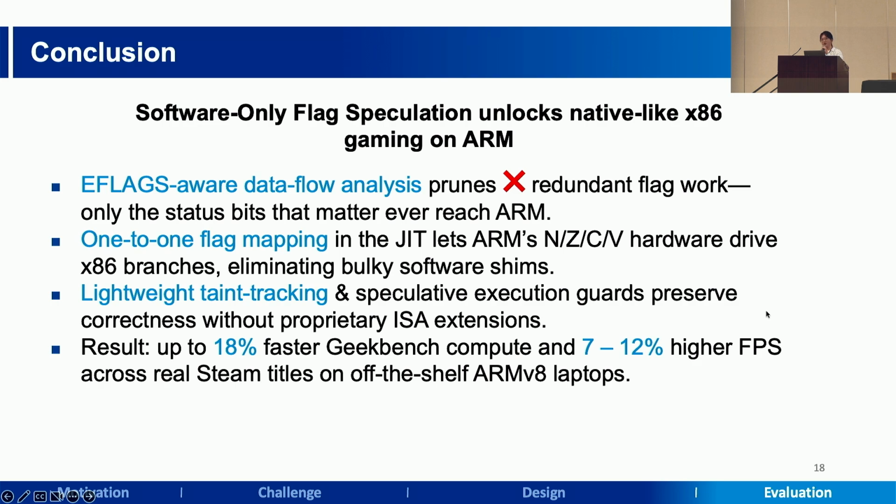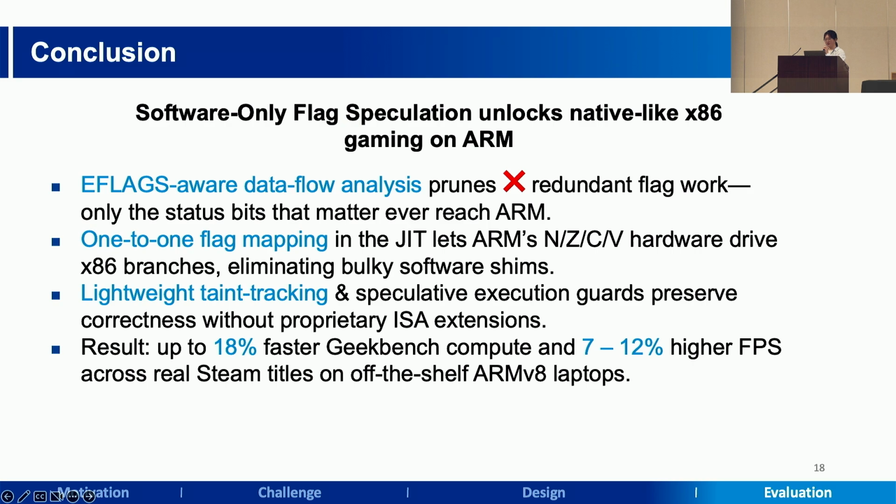To sum up, there are three main takeaways. First, our pure software approach recovers most of the performance usually lost to x86 flag emulation by cutting the dead flags, mapping live ones to ARM's native bits, and deferring rare cases. We slash up to 79% of flag overhead. This leads to real wins: up to 18% better Geekbench scores, 10% higher FPS in Unigine Heaven, and a 7 to 12% uplift in Steam games, all on a standard Jetson AGX board with no special hardware.